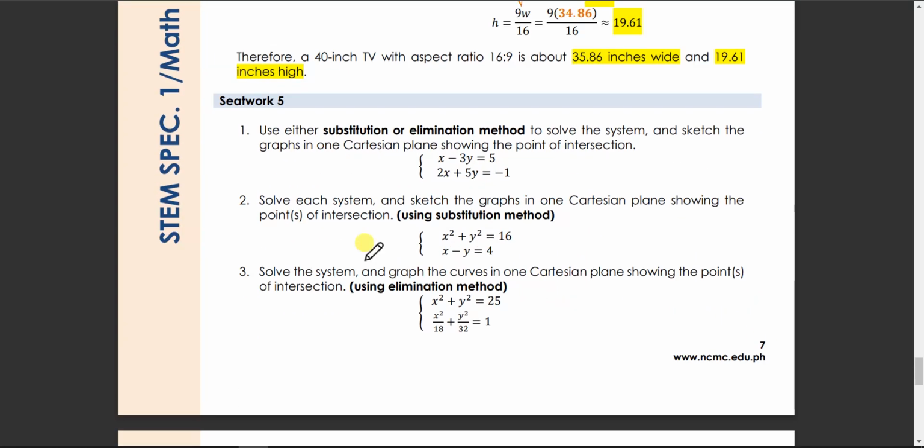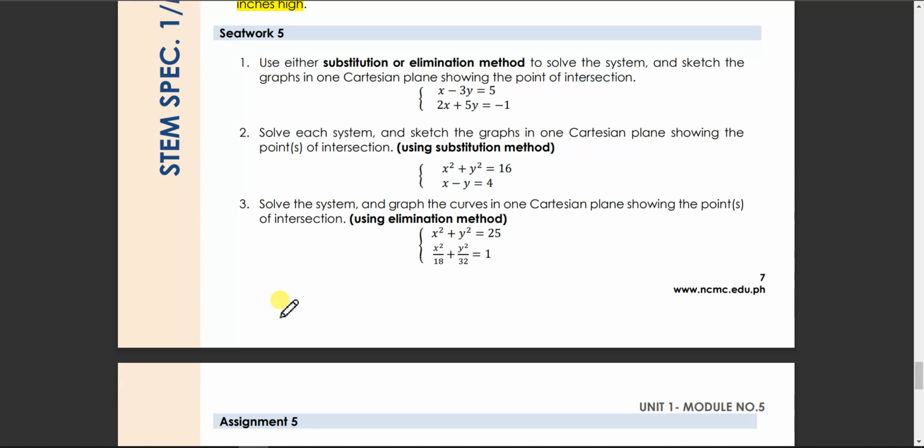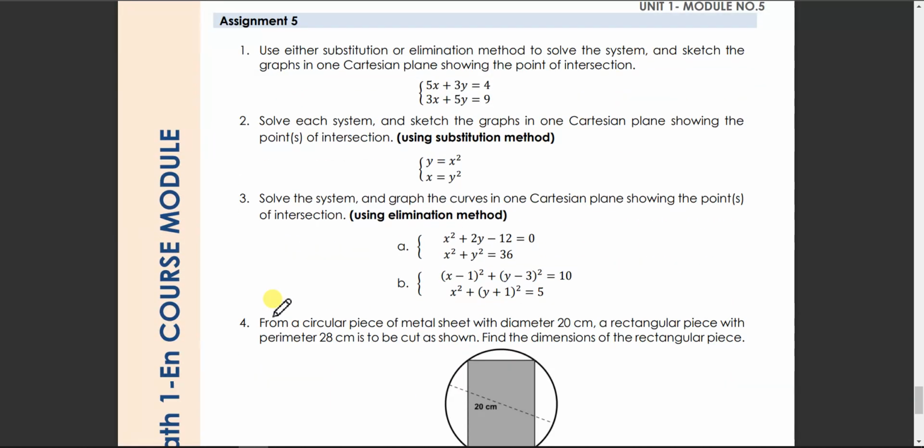So for your seat work, answer the following problems. So 1, 2, 3. So that's seat work 5. Then assignment 5. So answer 1, 2, 3, 4.